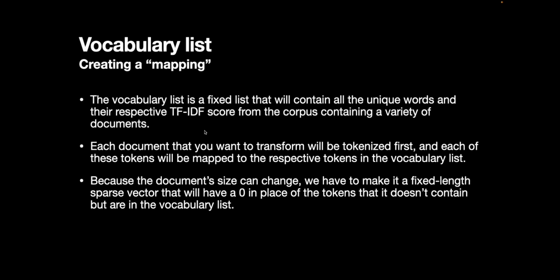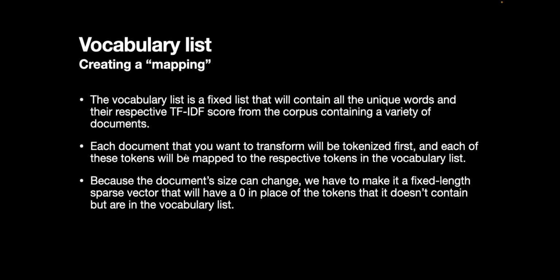We already have that vocabulary list to create a mapping, and we already know what it is because we already made it. It's a fixed list that contains all the unique words and their respective TF-IDF score. It's basically a dictionary, actually, because I did update this. It's a dictionary, and it has all of the documents' unique words. That's why you saw it was so easy to create when compared to the IDF.